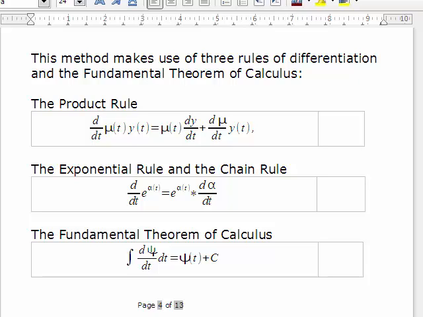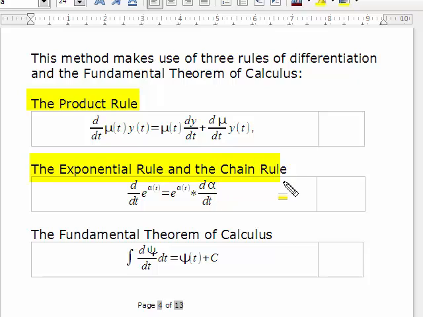Basically, the method is based on three rules from calculus. The first is the product rule, and you know this rule pretty well. So if you have two functions multiplied together and you take their derivative, you hold one constant, take the derivative of the second, hold the second constant, and take the derivative of the first. Okay, that's the product rule.